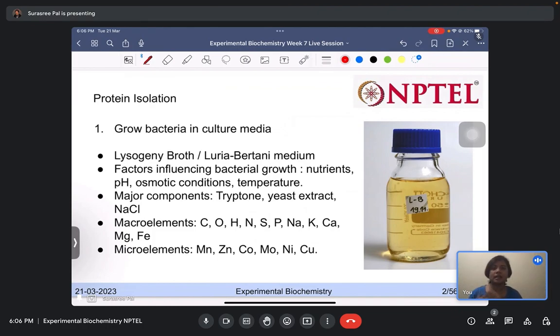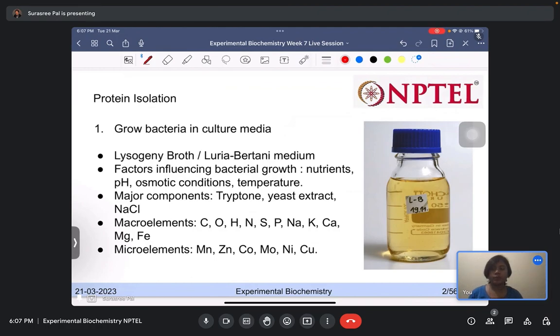But the difference between a bacterial system of overexpression of protein and the insect cell or yeast is that the bacterial cell is a prokaryotic cell. So when we are trying to express a eukaryotic protein in a prokaryotic system, we have to take care of certain things like codon bias. The codon system followed for eukaryotic systems is not exactly the codon system followed for prokaryotes. That is why the codon bias has to be taken care of.